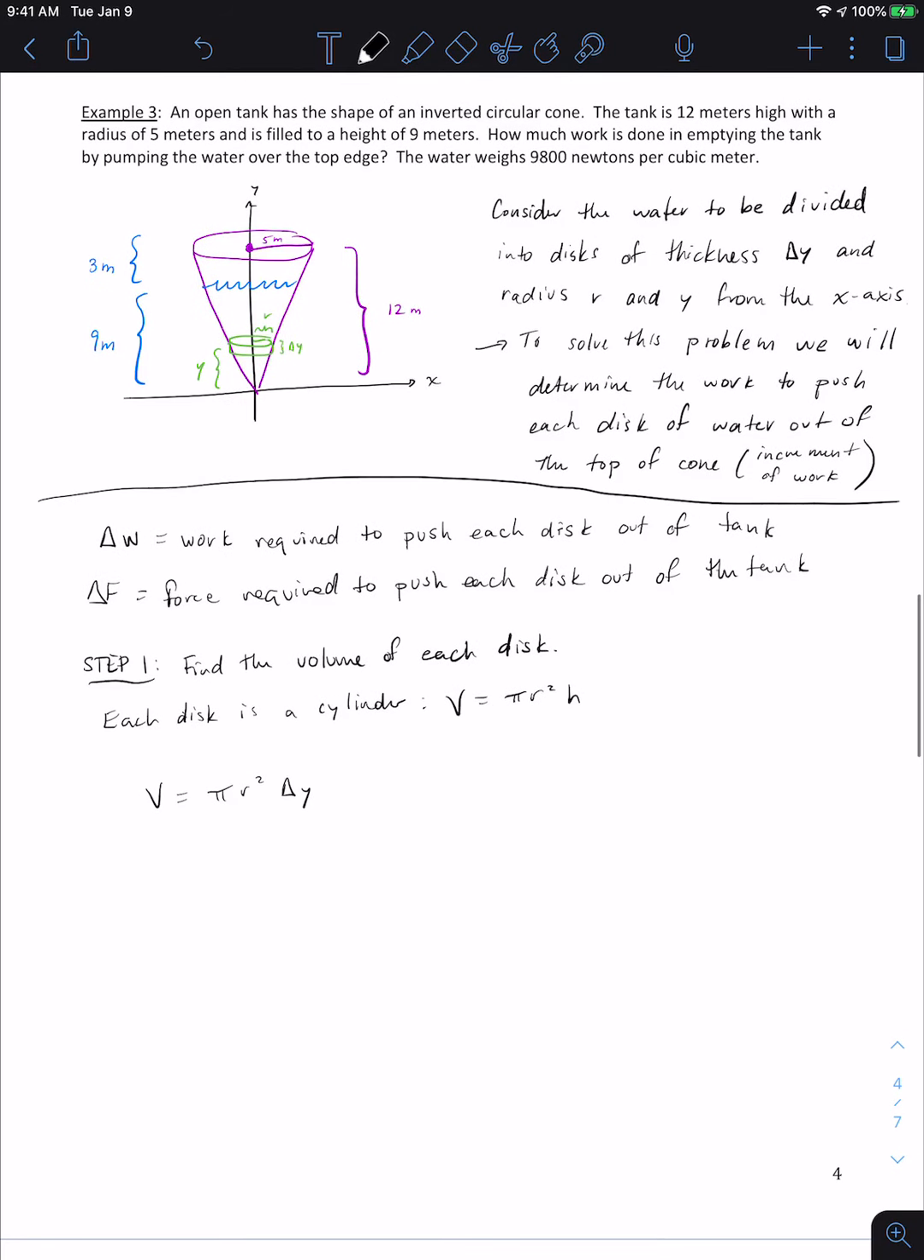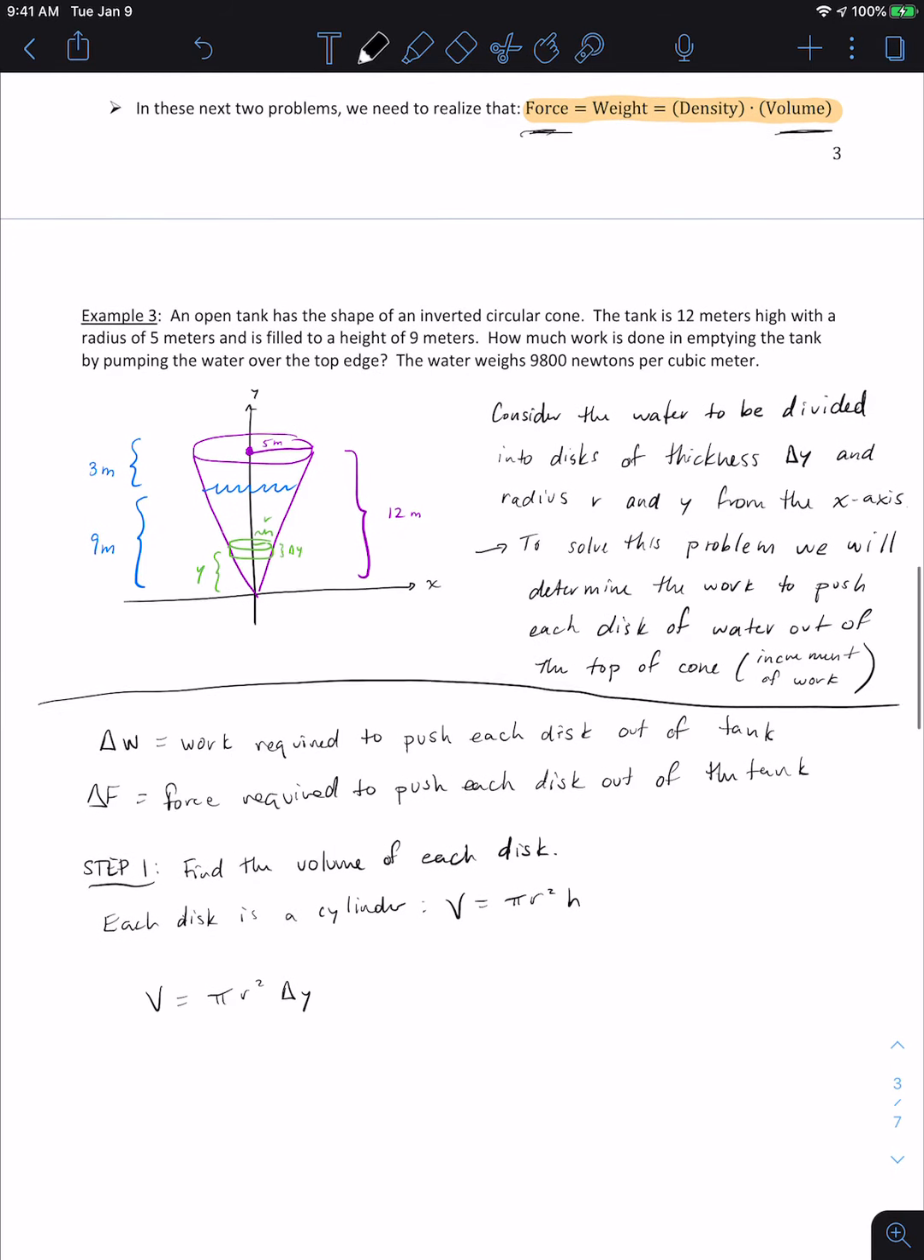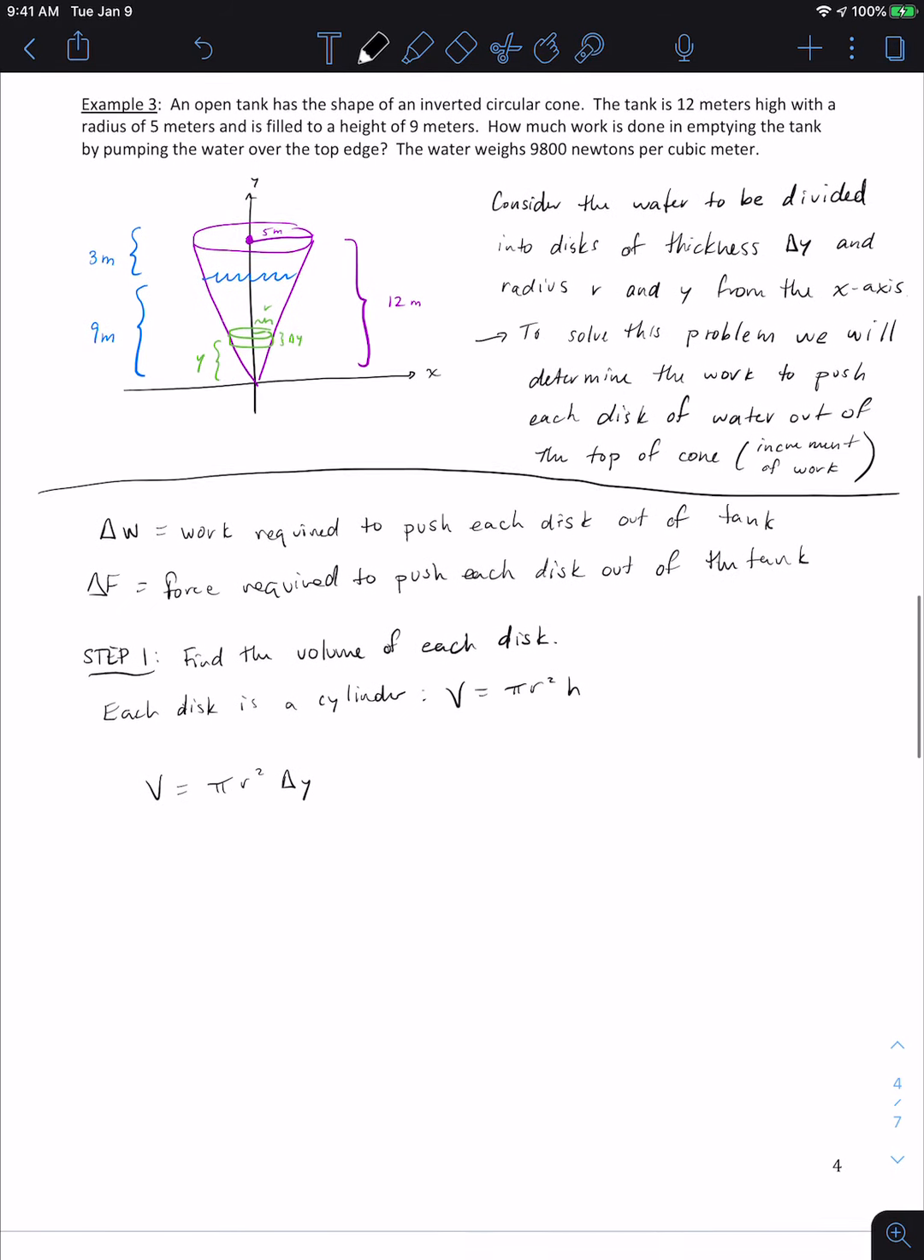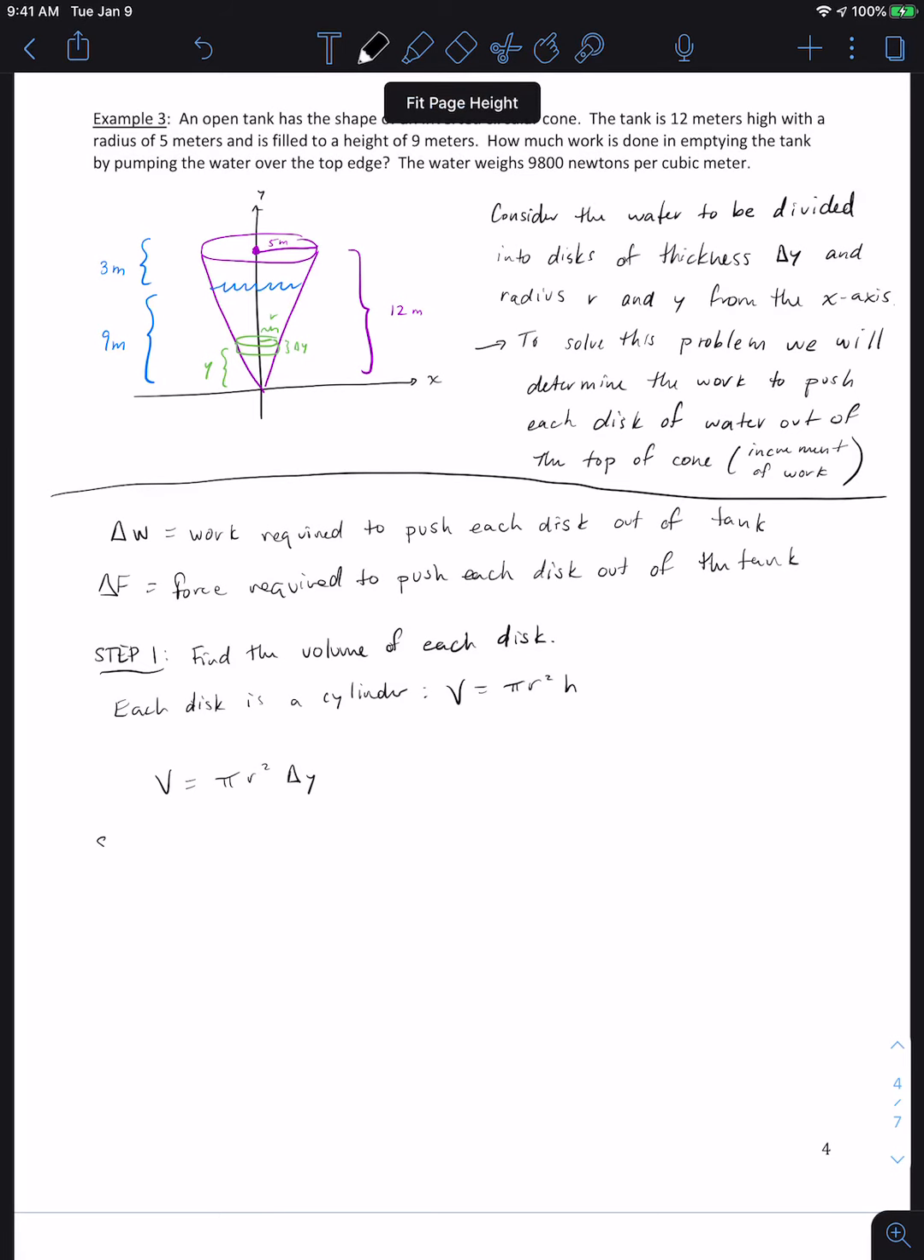So now that we have volume, we can move to force, right? Because force is equal to the density times the volume, and we know the density of water given by the problem. So step two here, find the force. I'm just going to say for each disc, but when I'm saying that, I mean the force required to push that disc out of the top. Okay, so delta force is equal to the density times the volume, right?